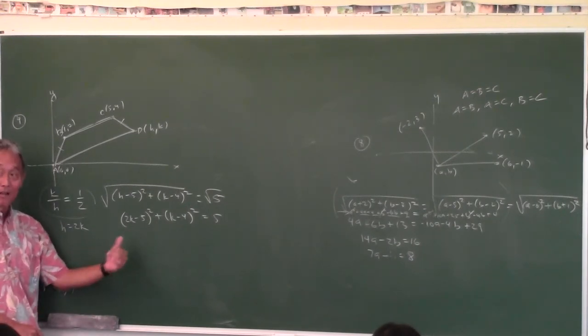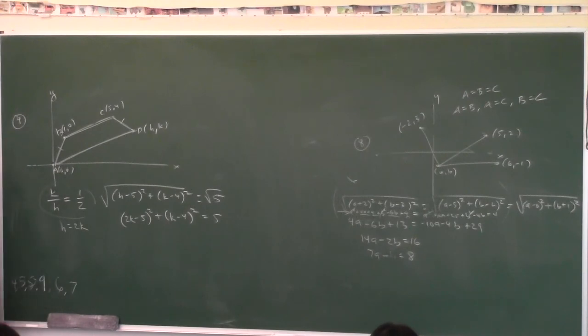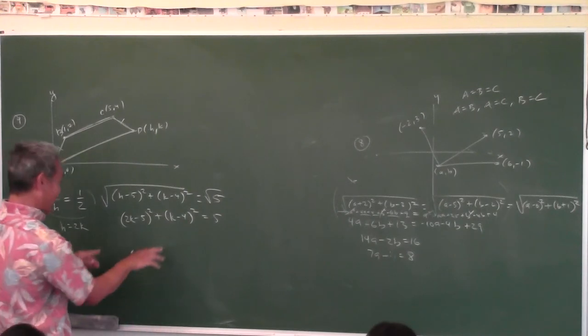This is algebra 1 now. So you substituted a k. Yeah, h equals 2k, it's called substitution, okay? That's what you want, right? You want an equation with just one variable, because that's algebra 1. And then can you guys take it from there?